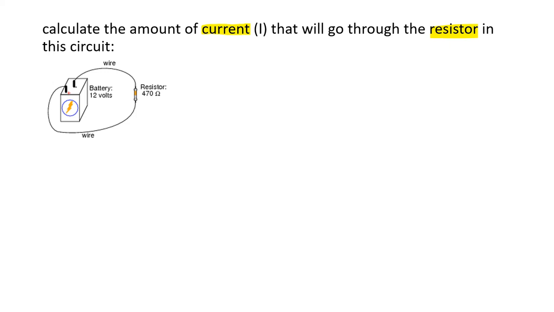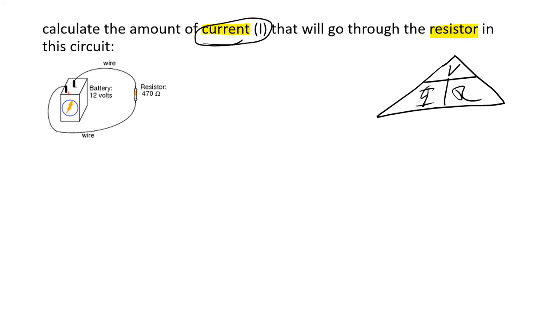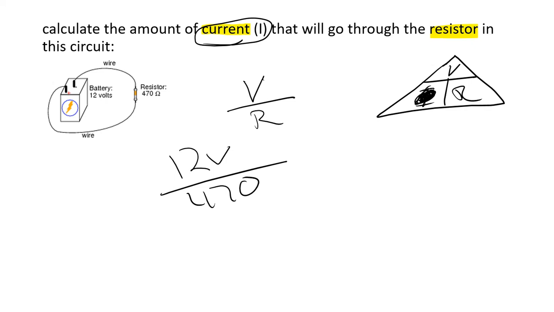So what do I have here? First thing I'm going to do is draw my triangle. All right, volts divided by resistance and times amps. What do I have here? I have resistance and I have volts, and I'm looking for my current, which is this one here. I put my finger over here. I don't even need to know about anything else. I'm going to get volts, and I'm going to divide it by my resistance. My volts are what? I have 12 volts. My resistance is 470.